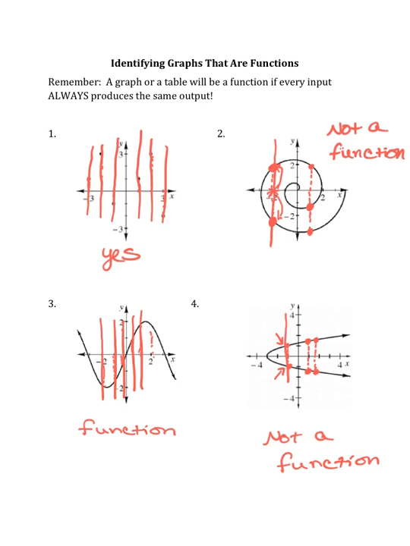And so that's a way that I can test to see that this is a function, because if it's only crossing the graph once, that means that every input produces only one output. So we can use this vertical line test as a shortcut to determine whether or not a graph is a function.